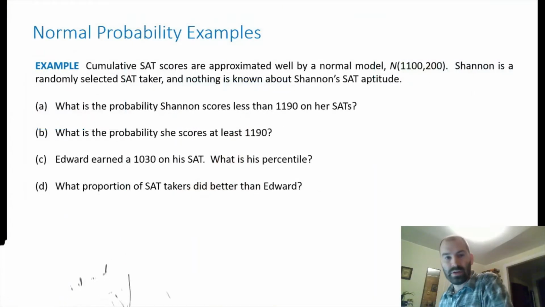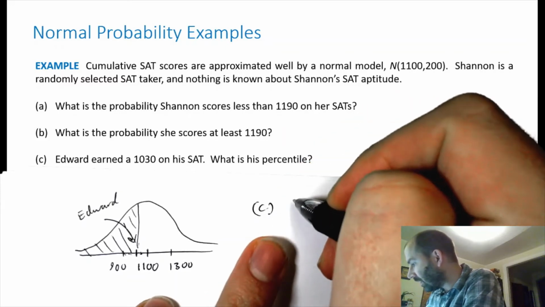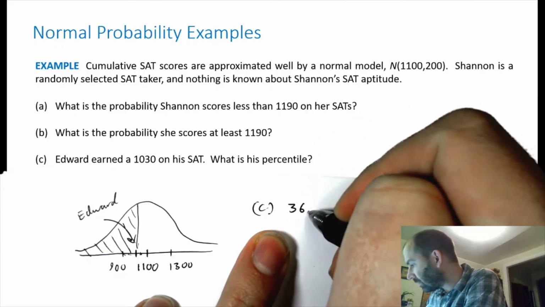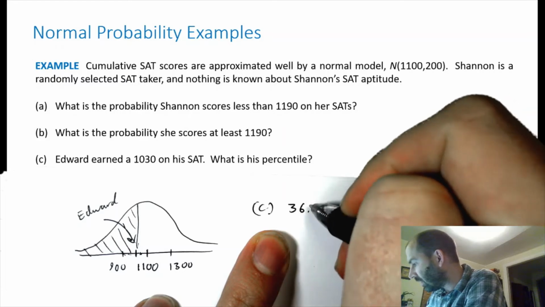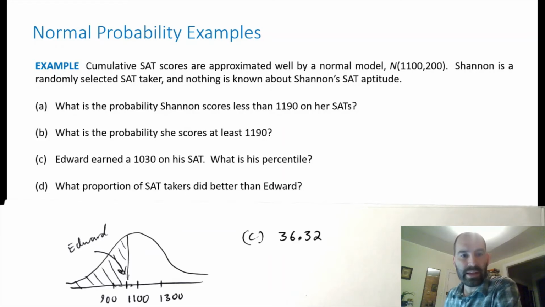36.32. So for part C, 36.32 is the percentile that he's at. All right. And finally, D, what proportion of stat takers did better than Edward?